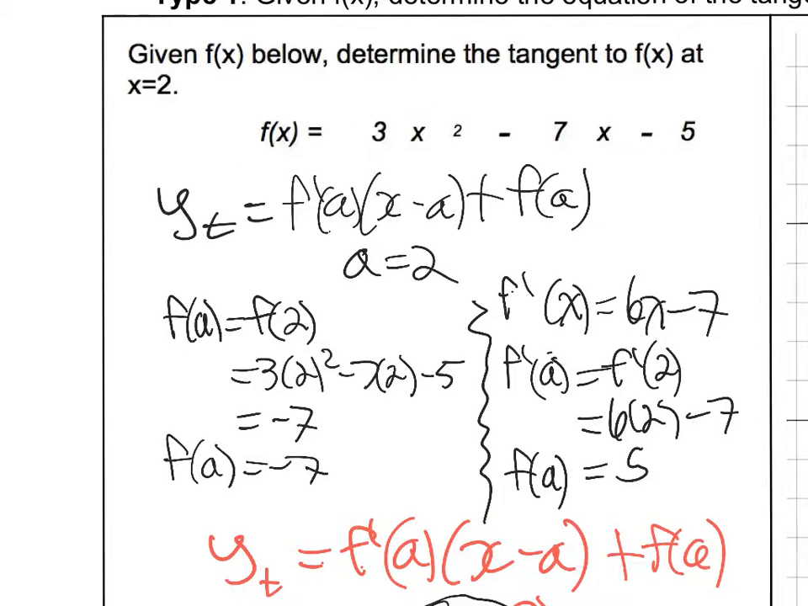So what we need to do is we need all the pieces in this equation to get our tangent line. So f prime at a, let's get that. I know a is 2, so I know that f prime at a equals f prime at 2. What does that mean? I'm going to substitute 2 into the tangent equation, or the tangent slope equation.